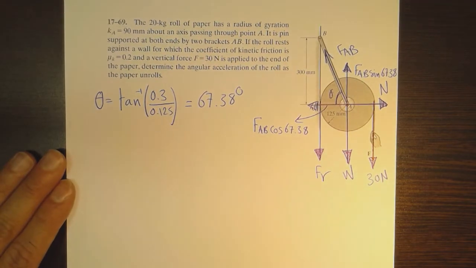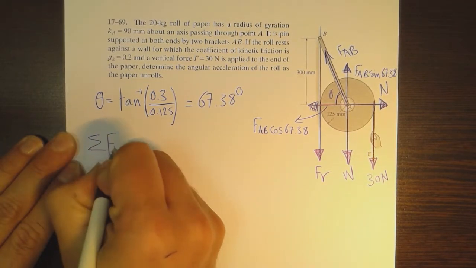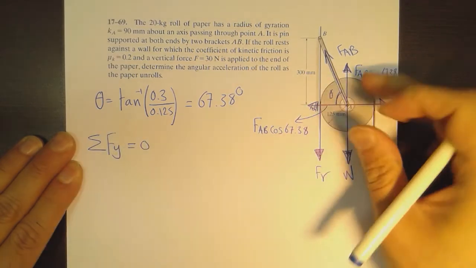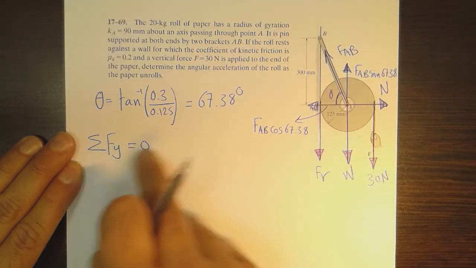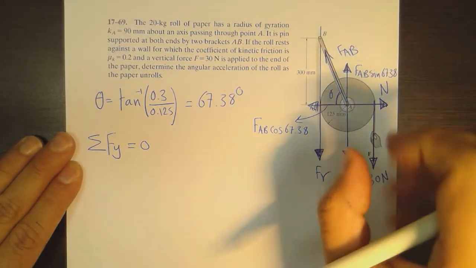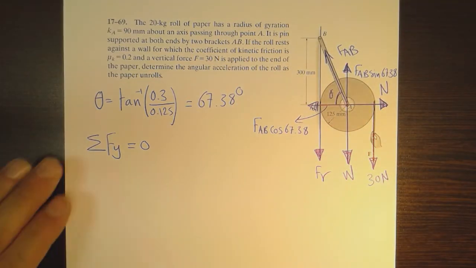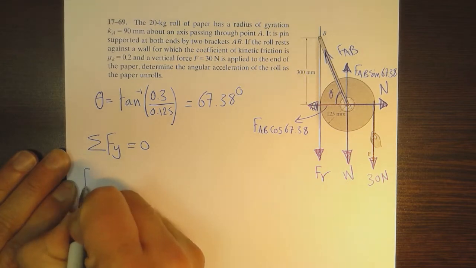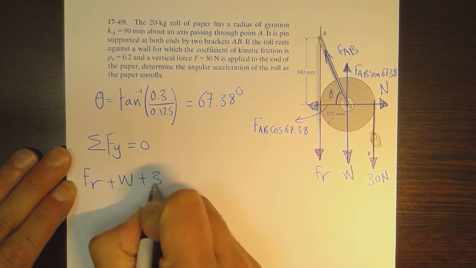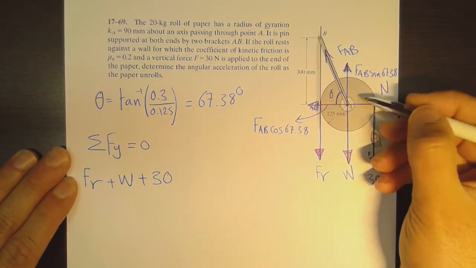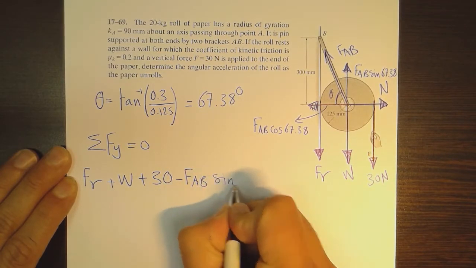Now we would say, okay, we have this. We can do the summation of all forces in the y direction to be equal to zero, because the roll itself is not going up, it's not going down, it is fixed. So summation of all forces acting on the roll in this situation is equal to zero. So we say, okay, we have the friction, we have the weight, which is this, we have the 30 newtons, which is this, we have the FAB minus FAB sine theta equals to zero.